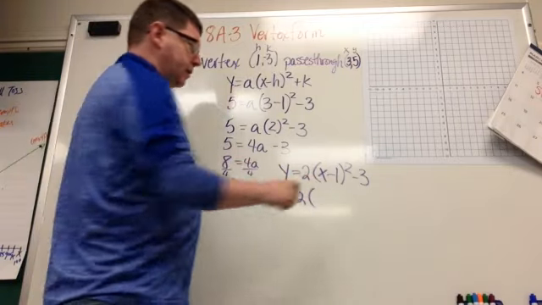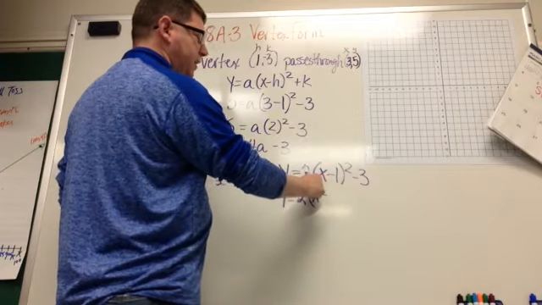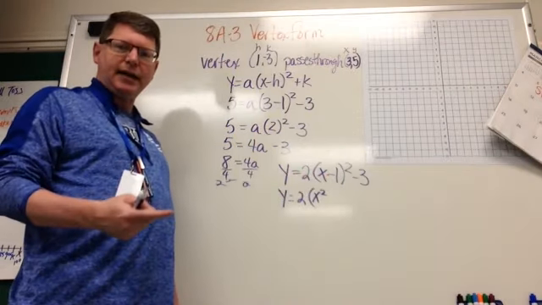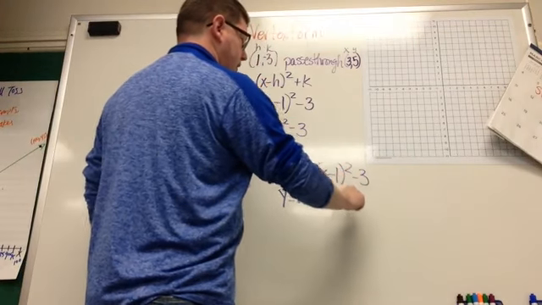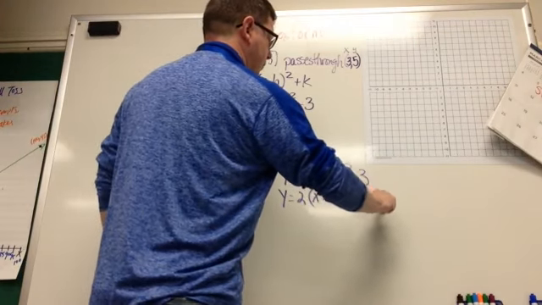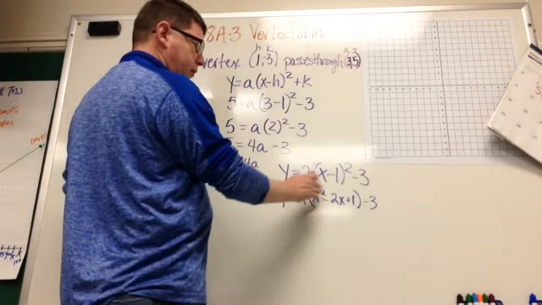Or you can follow the pattern of x squared, negative 1 times x is negative 1x, double that, negative 2x, and then negative 1 squared is plus 1, minus 3. Okay? Now, distribute.